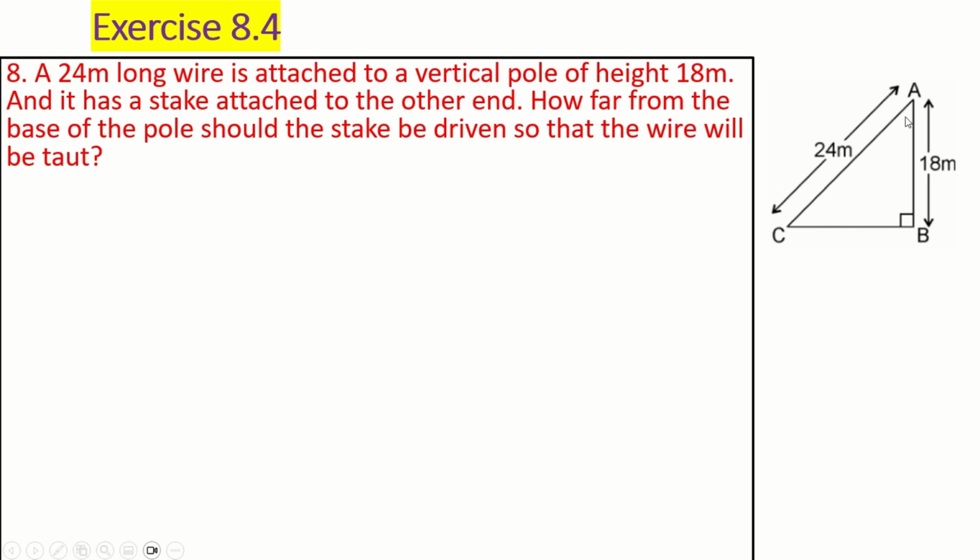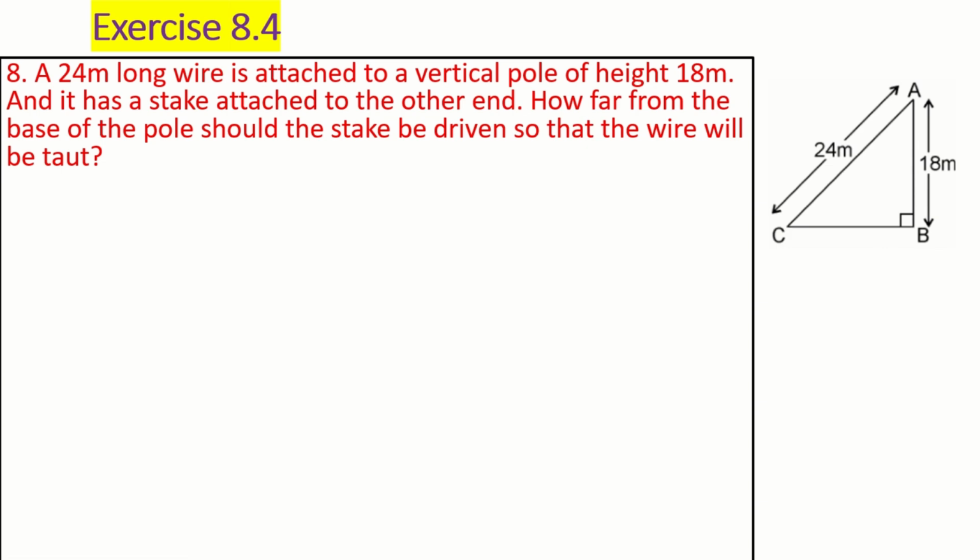So this is something like this actually. You have a 24 meter long wire attached here, with a vertical pole of 18 meters. So this is a vertical pole. AB is the vertical pole. There is a wire attached which is 24 meters. Initially, it is just here. Now I hold the other end of the wire and start walking until this wire is tight.